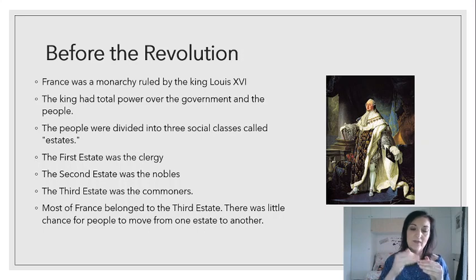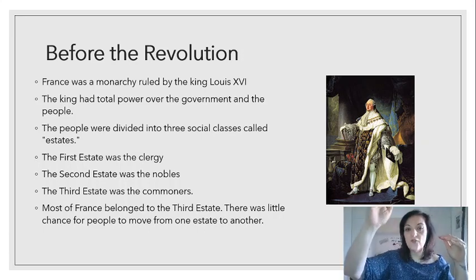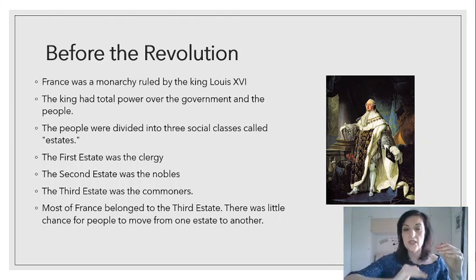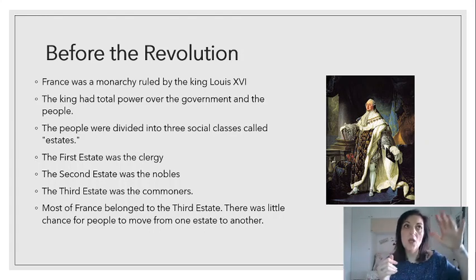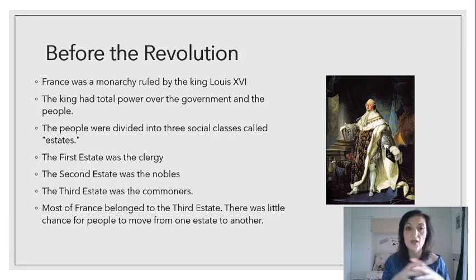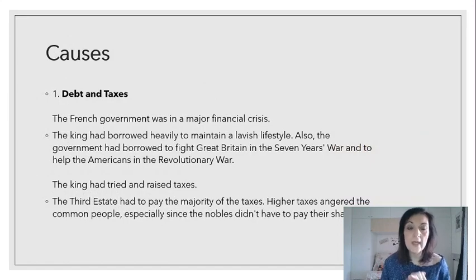And in this kind of stratified society, so clergy, nobles, and third estate, there was very little chance for people to move from one estate to the other. So French society was stiff, and could not be changed. There was very little possibility for people to move from one estate to another. This was the situation: an absolute king and this layering of the population in three different estates.